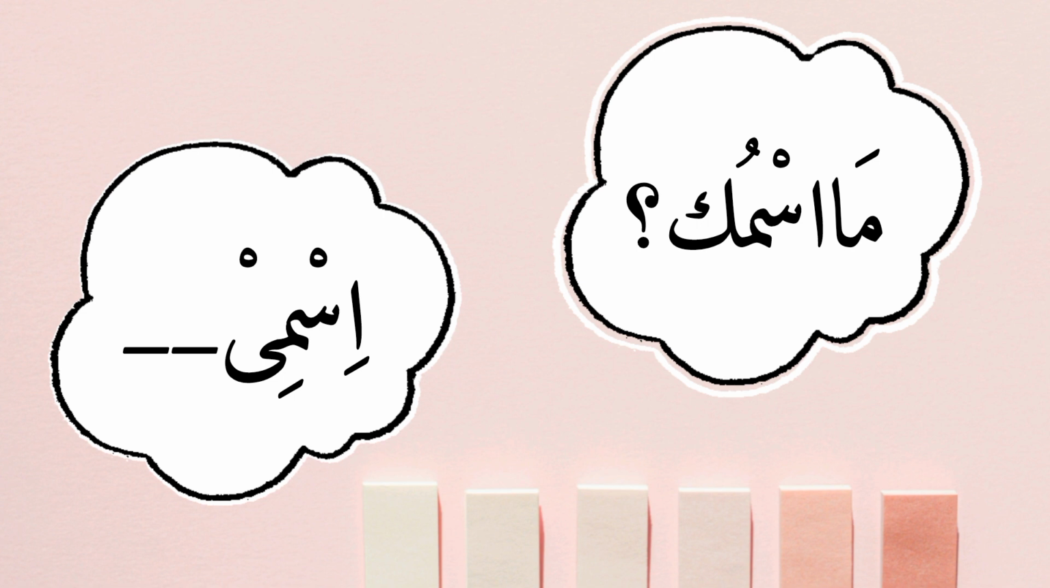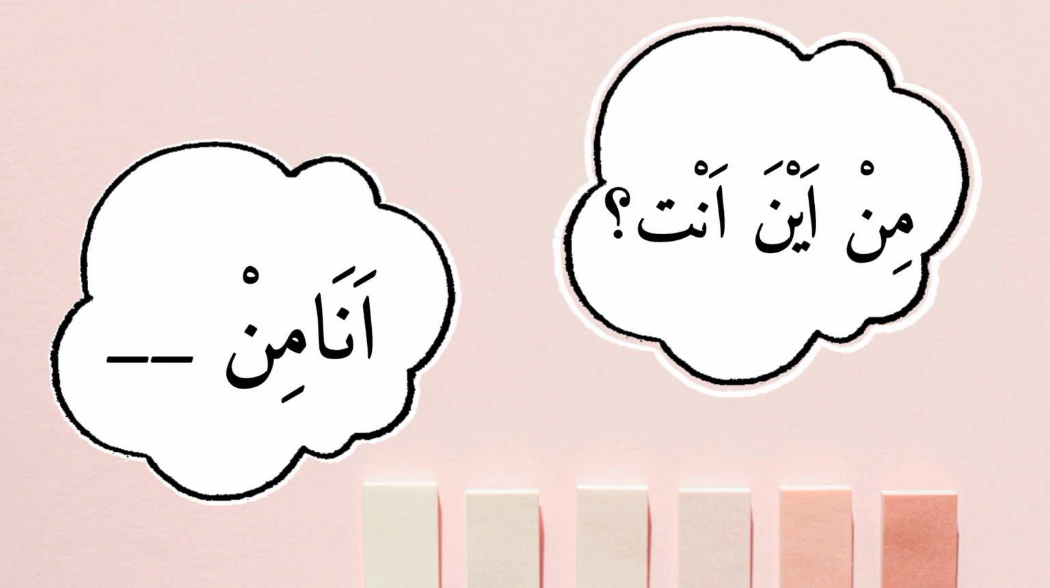If you want to know where the other person is from, you will say Min aina ant. If the other person is male, you will say Min aina anta. And if she is a female, you will say Min aina anti. Then the other person will tell you his birthplace. For example, Ana mina Saudiya or Ana min Pakistan.